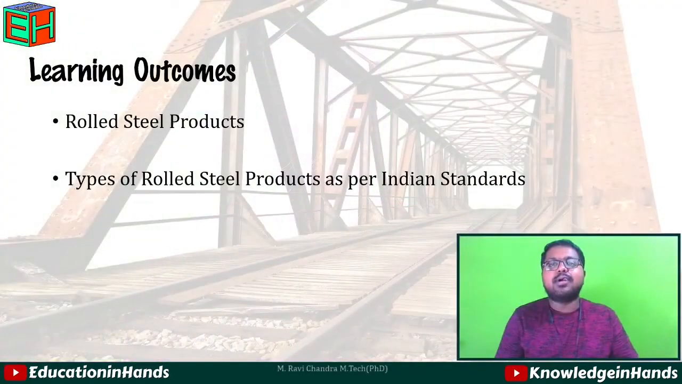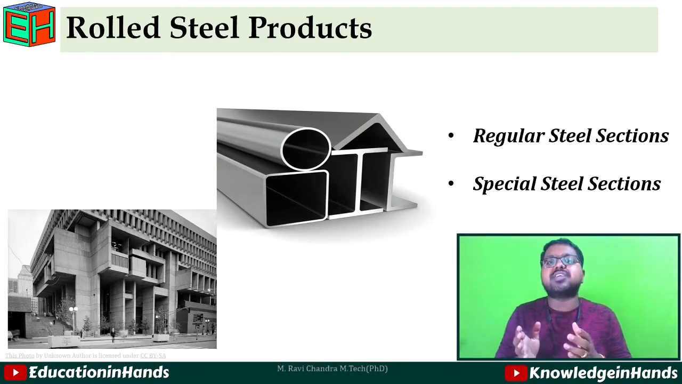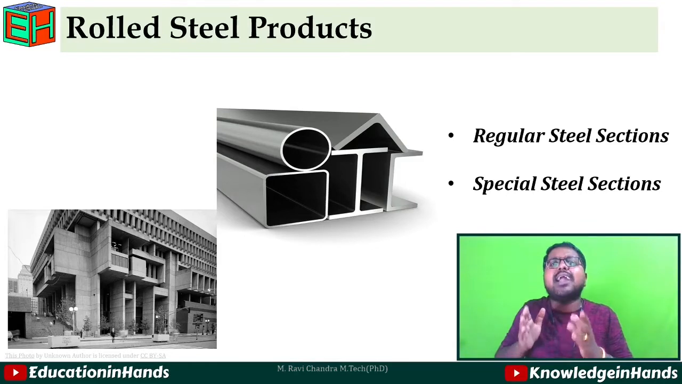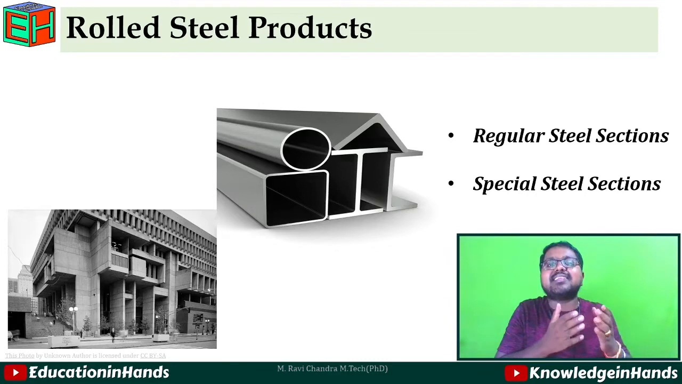In this video, let us see the different rolled steel products according to Indian standards. Like concrete, steel cannot be cast into any shape or size at the site. Since steel needs very high temperature to melt and to roll it into required shape, steel sections of standard shapes and sizes and lengths are rolled in steel mills and then marketed. The user has to cut them into the required length and then use them at the site.